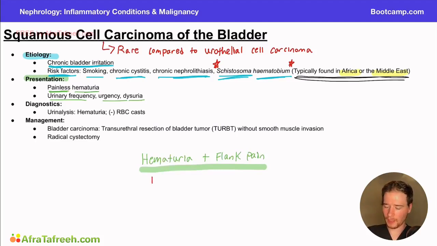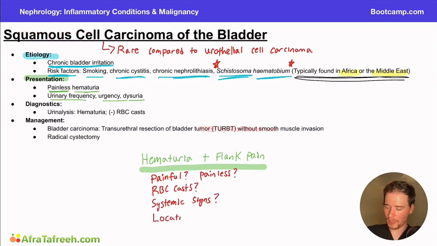And when you see this, we have to differentiate some things. Is this painful or painless hematuria? Are there red blood cell casts? Are there systemic signs or symptoms? As well as the location of the patient's pain. Is it lower abdominal pain? Is it more likely to be in the bladder? Could we be dealing with a cystitis potentially? Or is it higher up, right? Is it flank pain? Do they have the CVA tenderness? Are we dealing with pyelonephritis? Are we dealing with kidney stones?